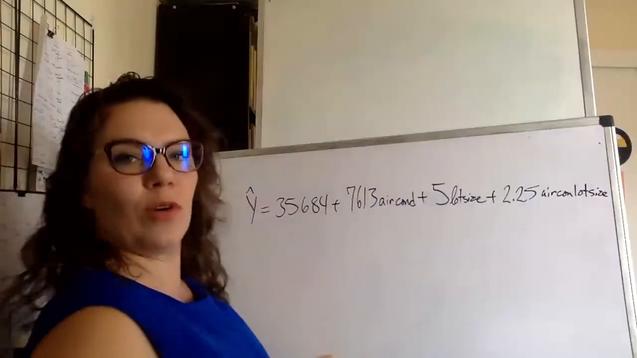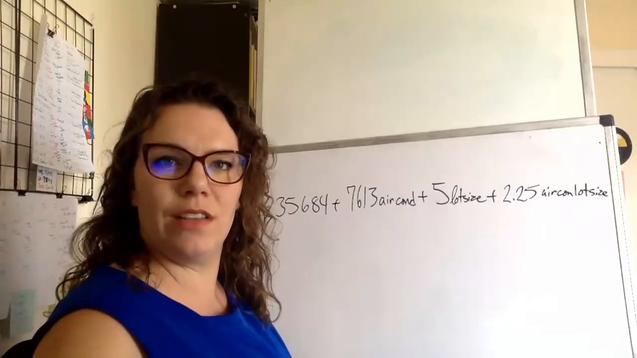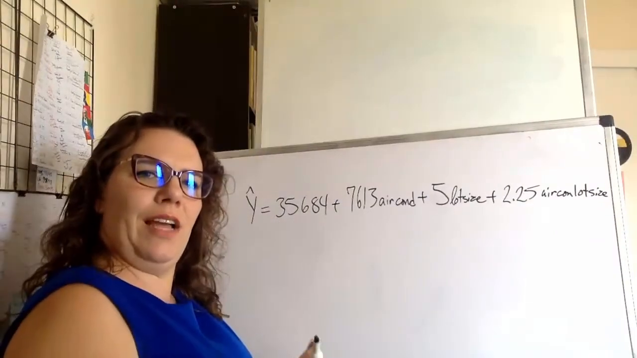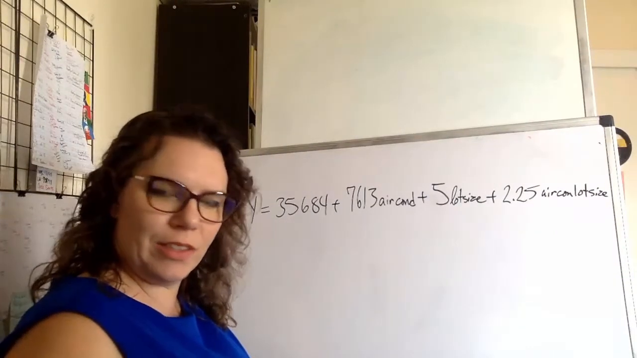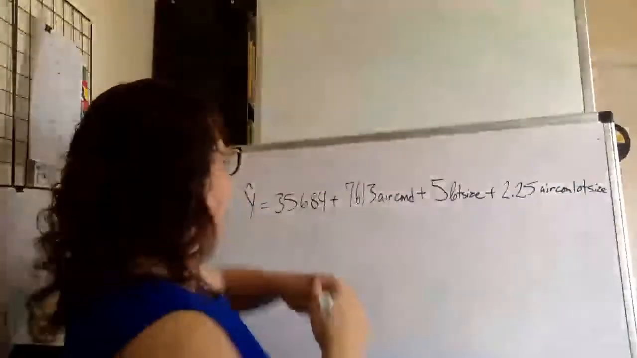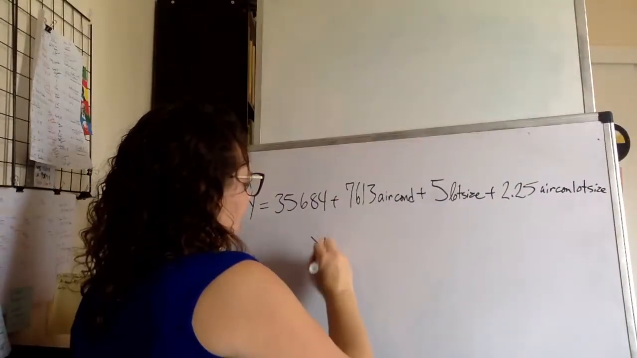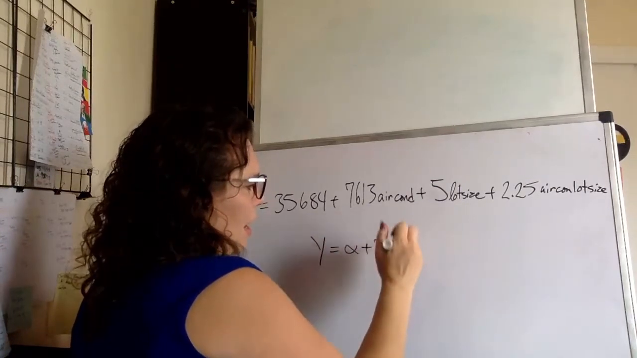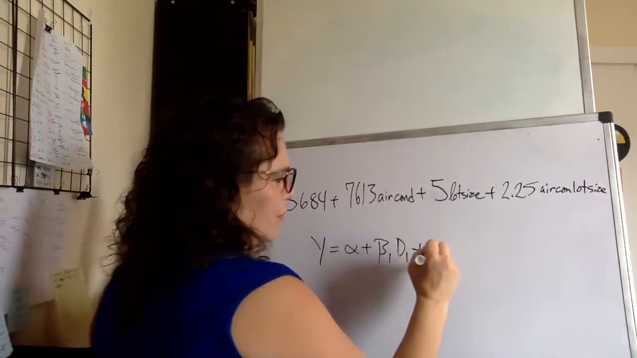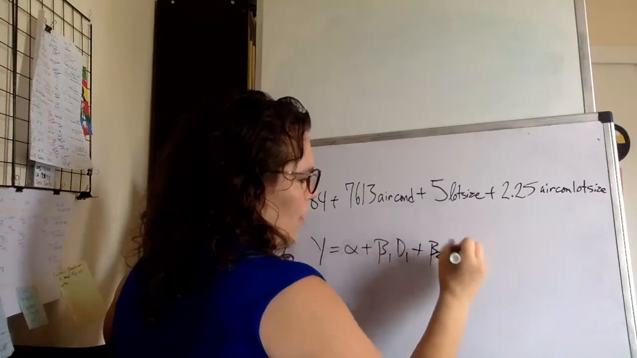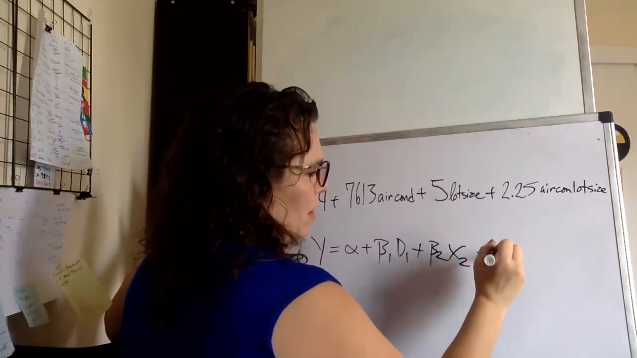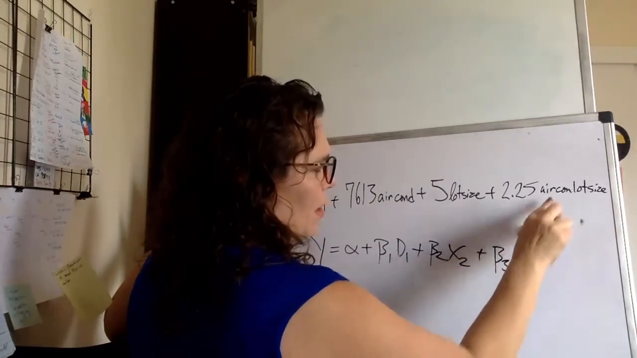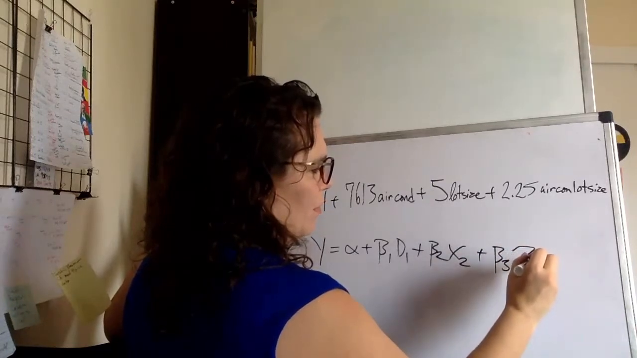So that's our fitted equation. Does that all fit in on the screen? Yeah, it does. So that's the equation, right? And what we're really looking at here is an equation where we've got a dummy variable, a quantitative variable, and an interaction term.